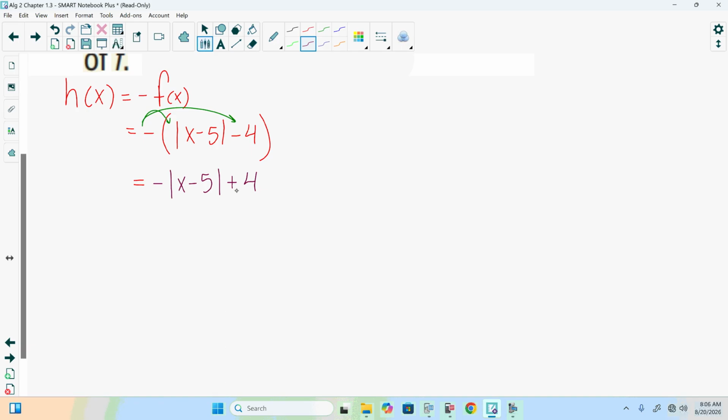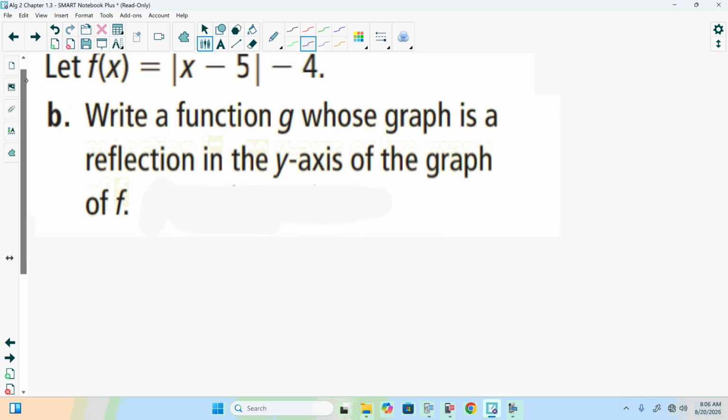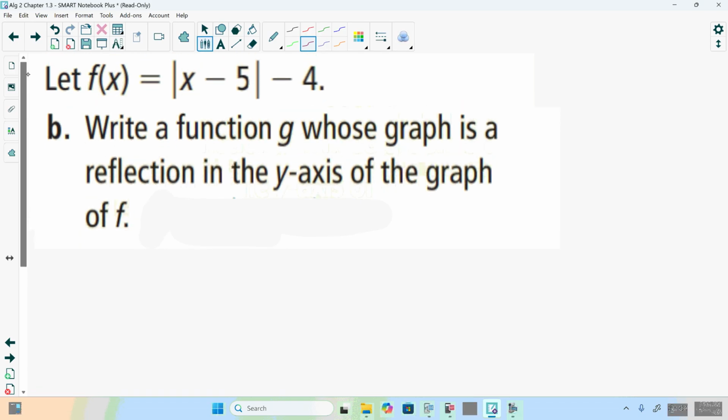Questions on this here? We feel pretty comfortable with this? Kind of, sort of. Let's look at one more. Write a function g whose graph is a reflection in the y-axis. So g of x is equal to f of negative x.